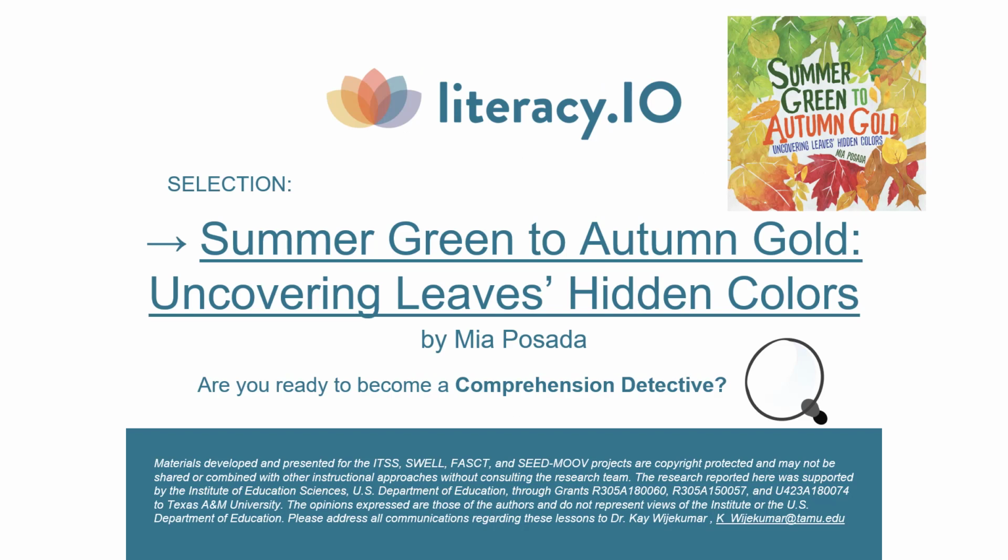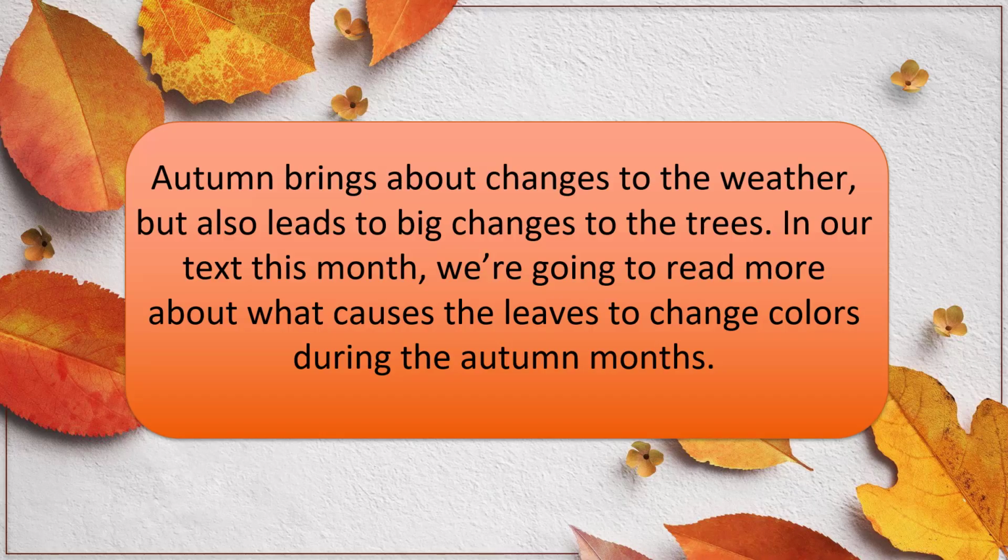Welcome back, Super Readers. My name is Captain Comprehension, and I am here to guide you as you become a comprehension detective. Welcome to week 31 of our podcast. This week, we're reading Summer Green to Autumn Gold, Uncovering Leaves' Hidden Colors. Autumn brings about changes to the weather, but also leads to big changes to our trees. In our text this month, we're going to read more about what causes the leaves to change colors during the autumn months.